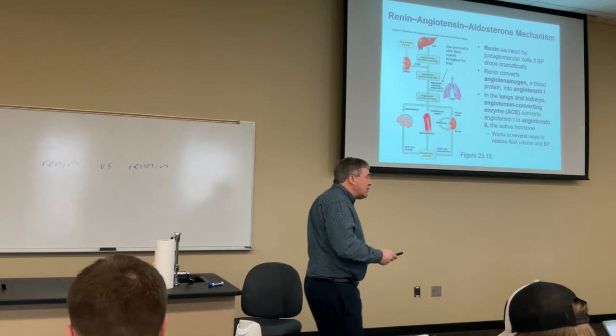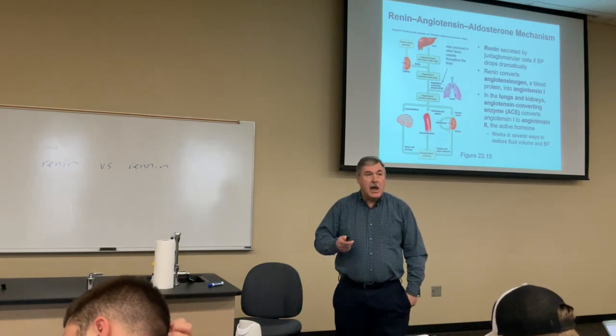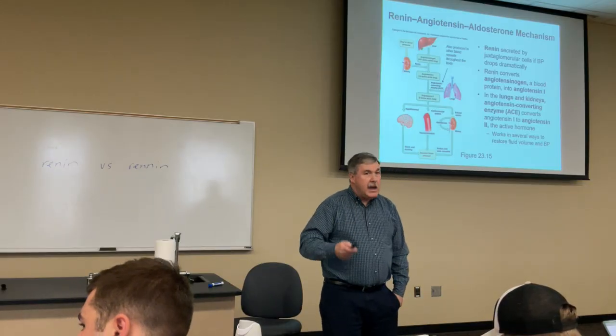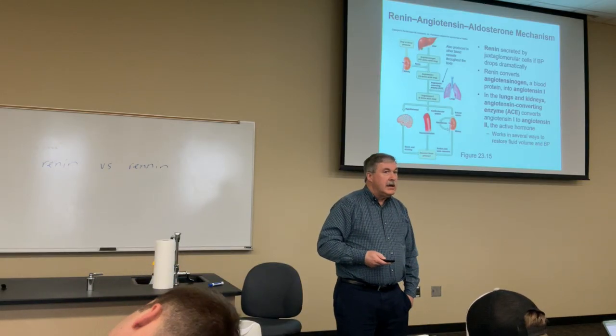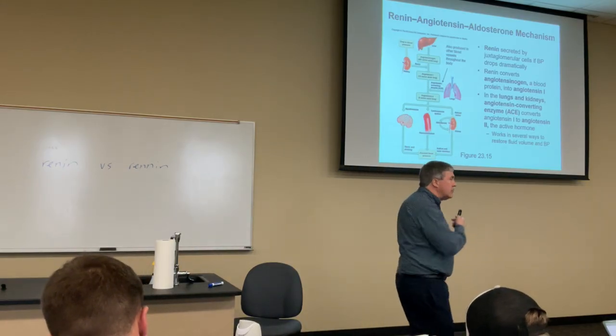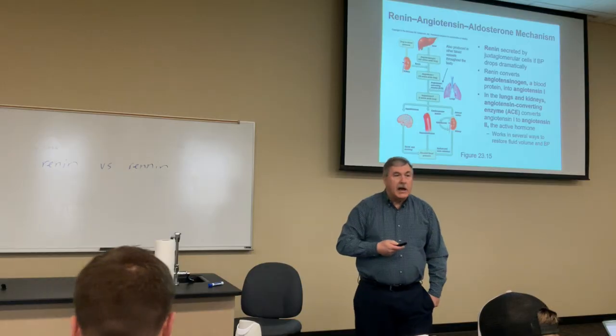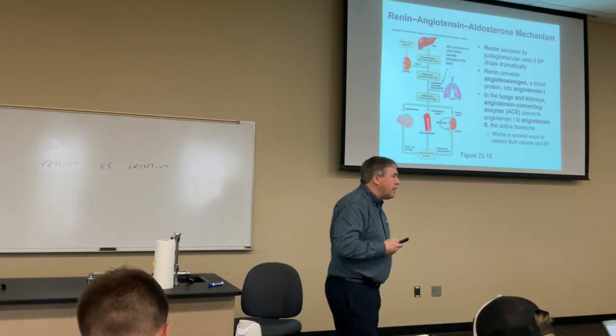Okay, so this angiotensin 2 stimulates the release of a hormone from the adrenal cortex called aldosterone. Aldosterone increases the reabsorption of both sodium and water, mainly in the distal convoluted tubule. Okay, so that causes an increase of sodium, which causes an increase in reabsorption of water. That also brings blood volume back up and increases blood pressure.